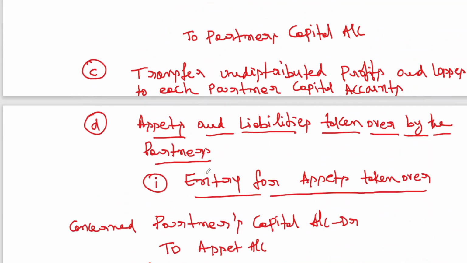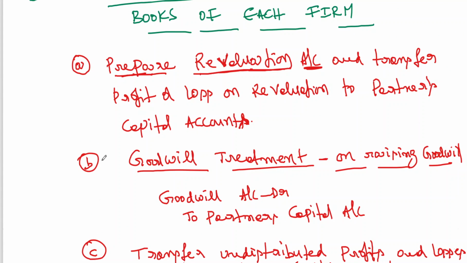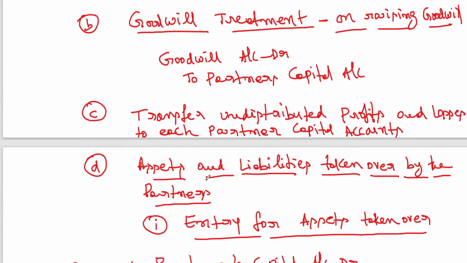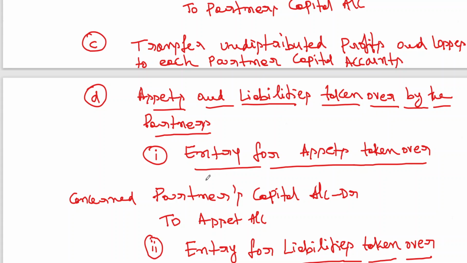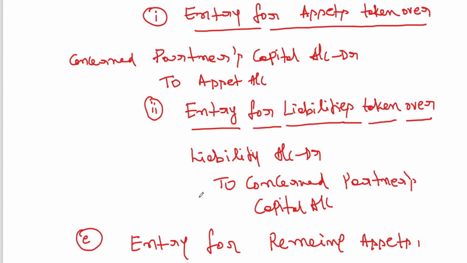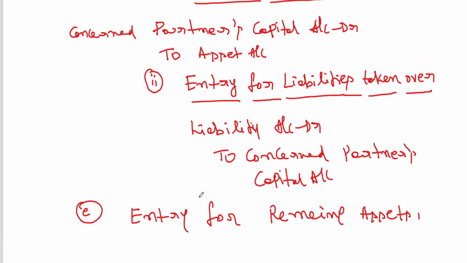Very simple. Point number 1: prepare revaluation account and transfer profit or loss on revaluation to partners' capital account. Goodwill treatment: on raising goodwill, goodwill account debtor to partners' capital. Transfer undistributed profits and losses to each partner by preparing capital account. Assets and liabilities taken over by the partners. Entry for assets taken over: concerned partners' capital to asset account. Entry for liabilities taken over: liability account debtor to concerned partners' capital account.